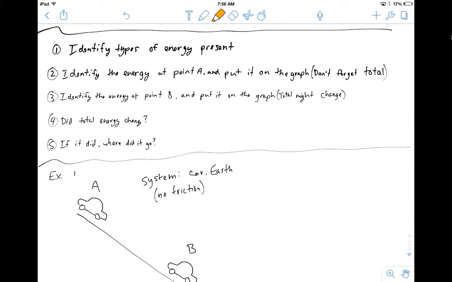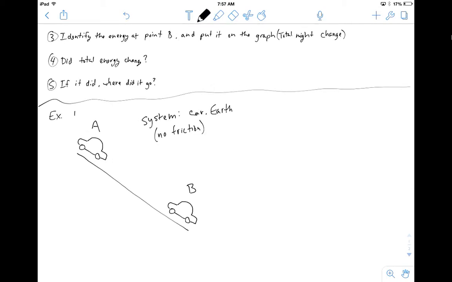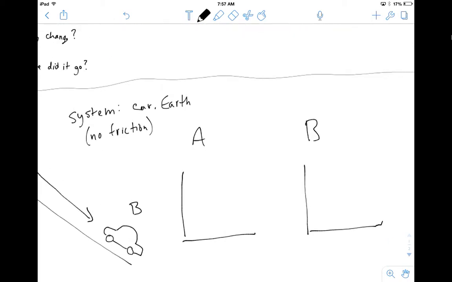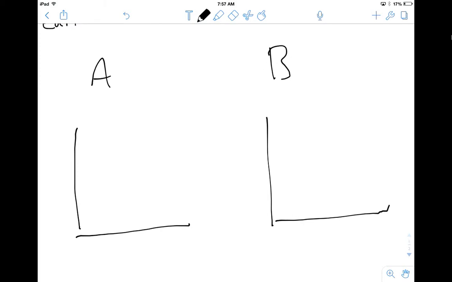Step 1, identify types of energy present. Well, when I look at this, if I've got the car and the earth, I know I'm going to have gravitational potential, and then it's going to start moving, so the movement's going to be kinetic. So when I go to make my graphs, I'm going to have a graph for A, and I'm going to have a graph for B. And those graphs end up looking kind of like this.